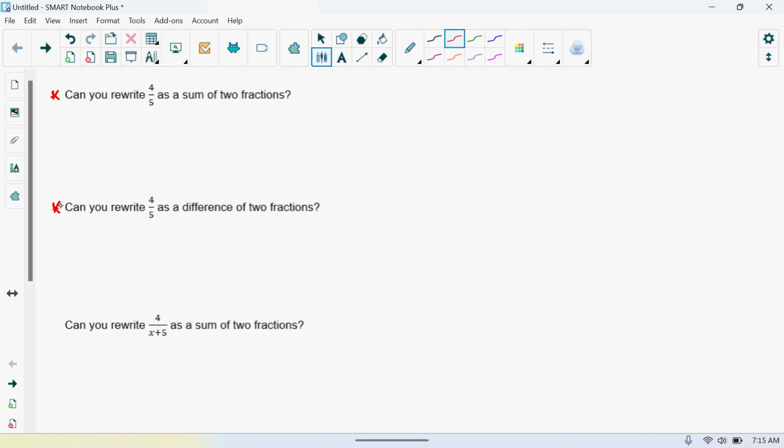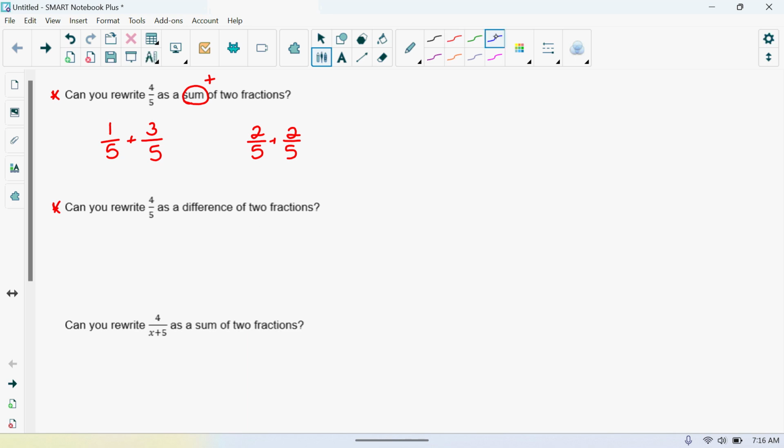So I'm looking to rewrite 4/5 as the sum of two fractions. So we're working with fractions when I am adding, because sum means to add. I need common denominators. So I can write this as 1/5 plus 3/5, or I could write this as 2/5 plus 2/5. It doesn't matter.